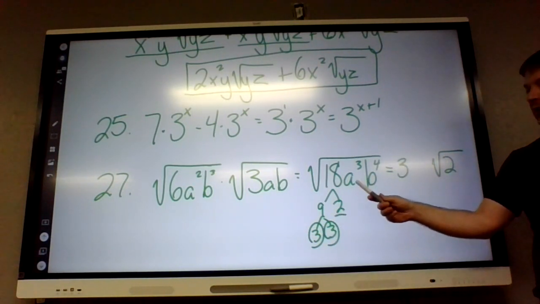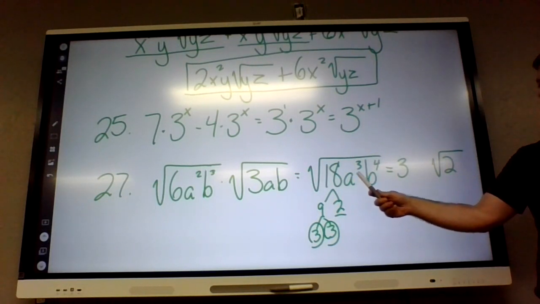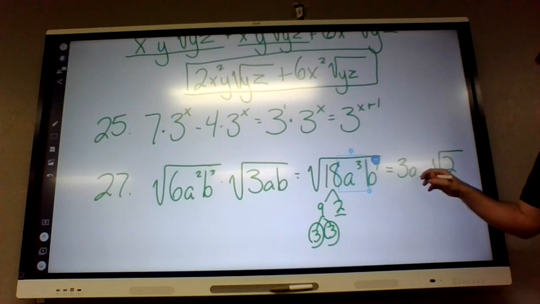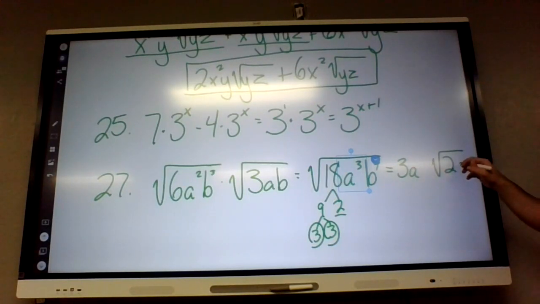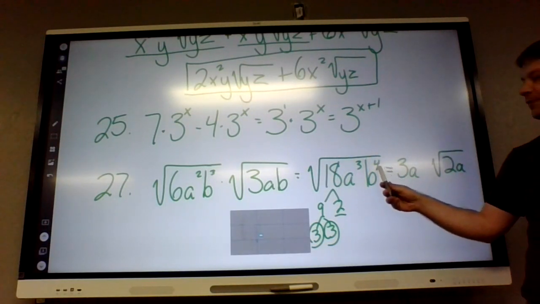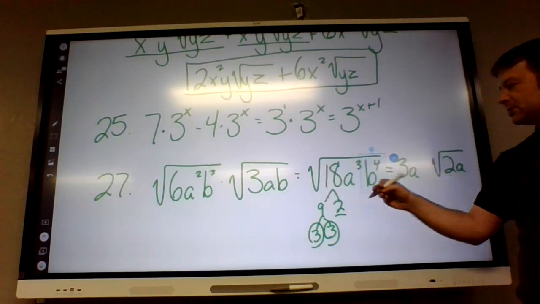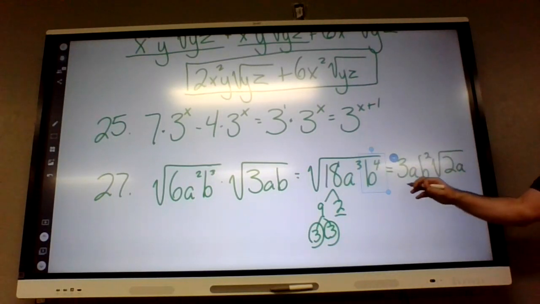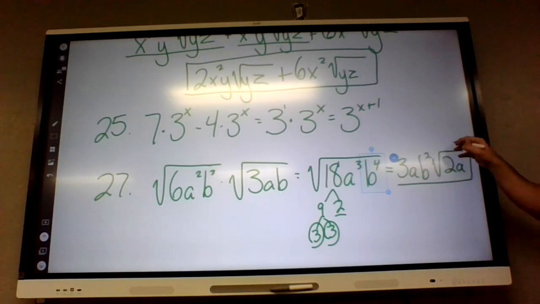Okay, what am I going to do with the a? 3 divided by 2 is 1, with the remainder of 1. For the b's, 4 divided by 2 is 2, with no remainder. So this would be the final answer. Yes. That's what I got.